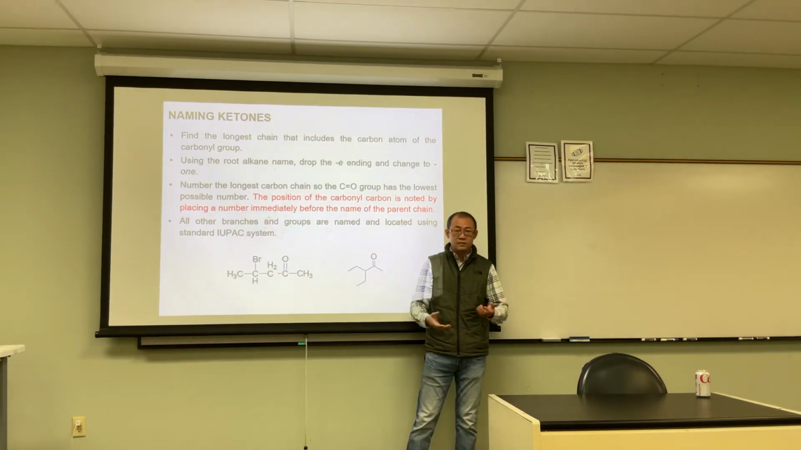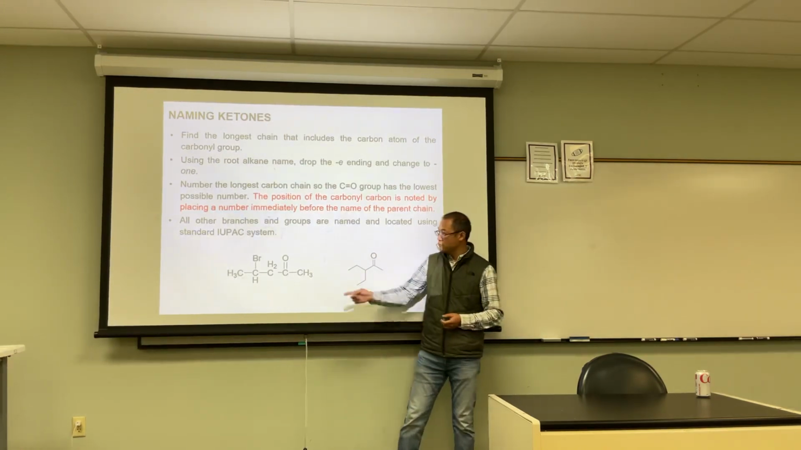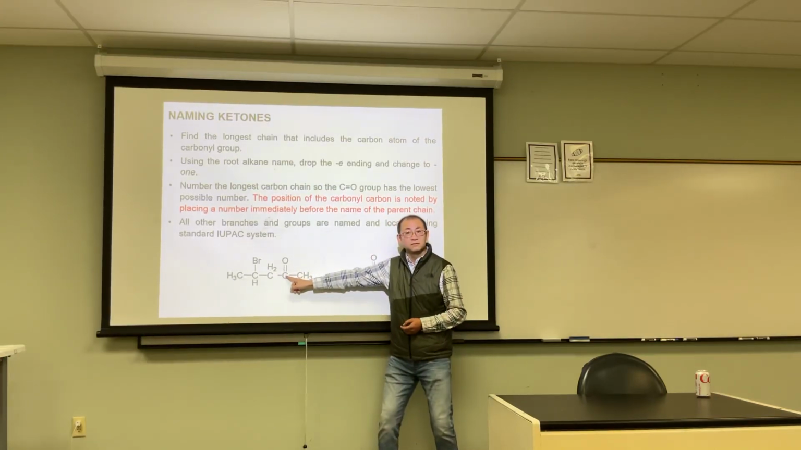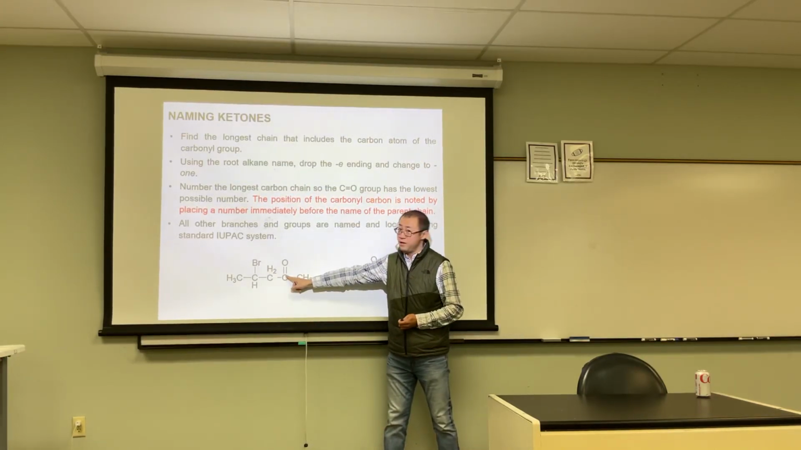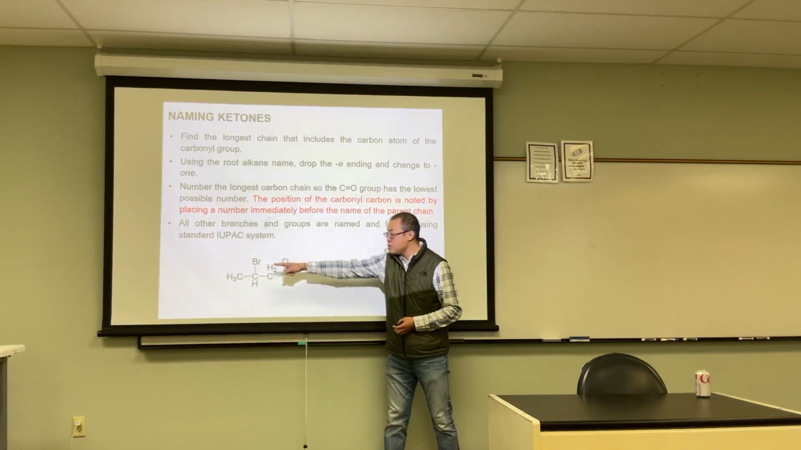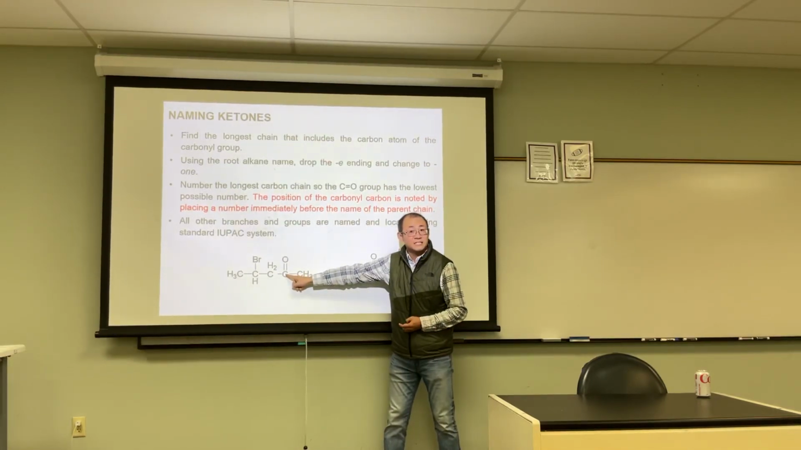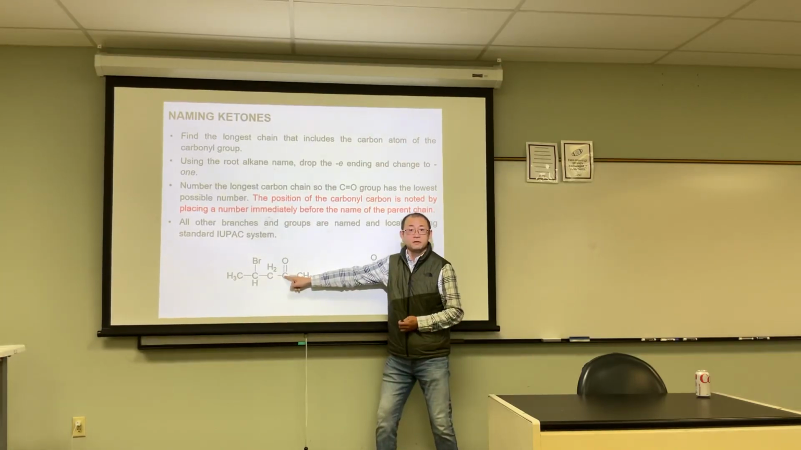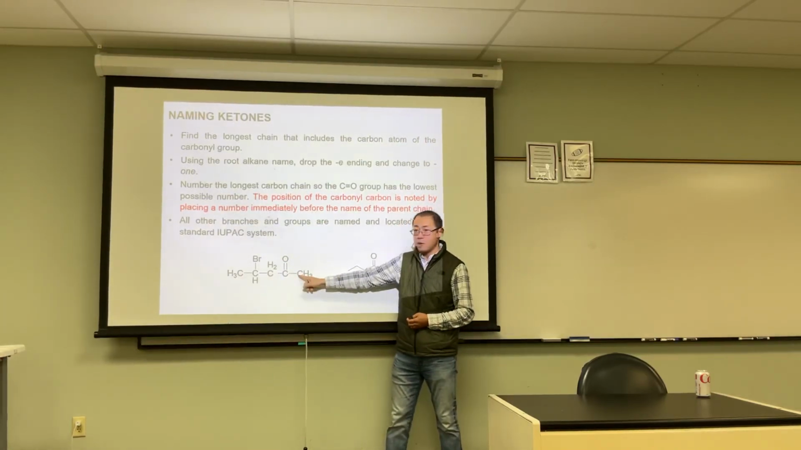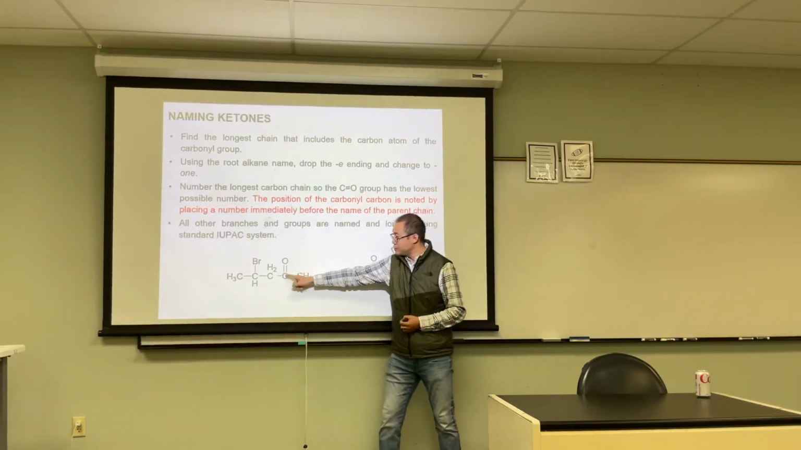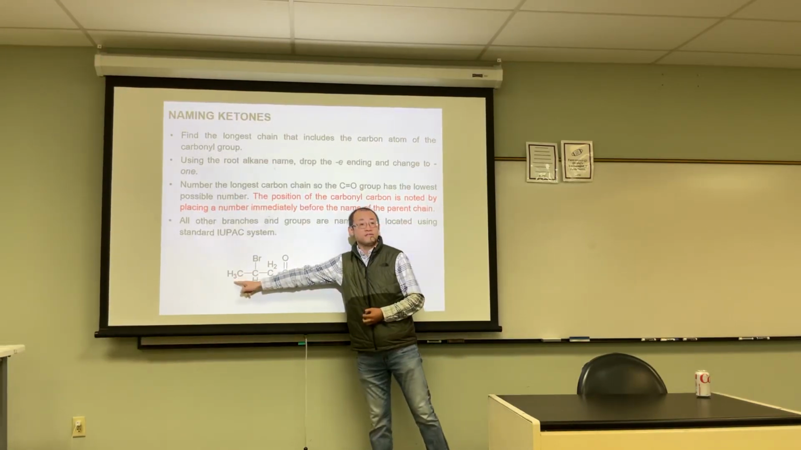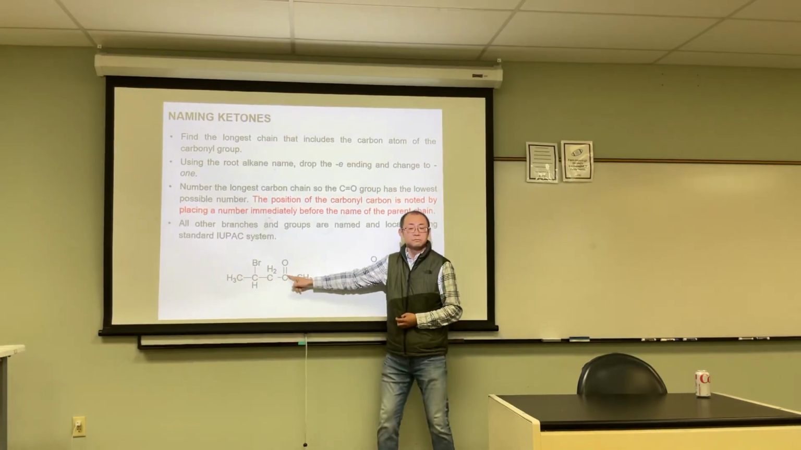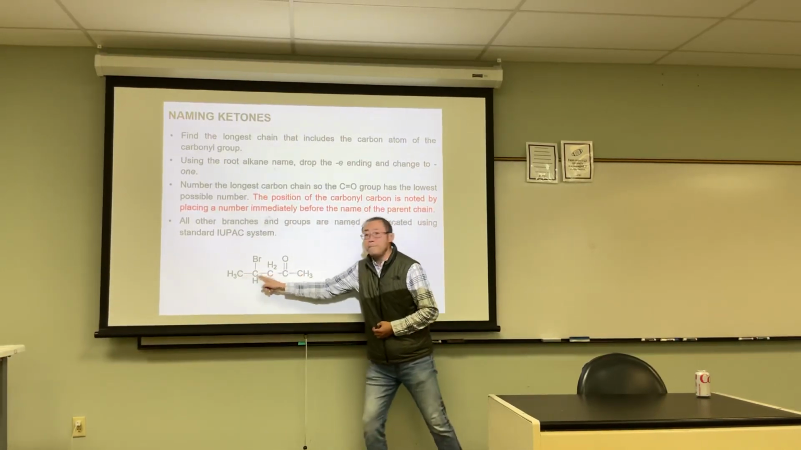And the rest of it is still similar. When you find the longest chain, it must include this carbon. Now you number the longest chain from either end, and this carbon must get the lowest number. So here, this carbon is close to this end, so I number from here: 1, 2, 3, 4, 5. Where is this carbon? 2. And the chain is pentane.